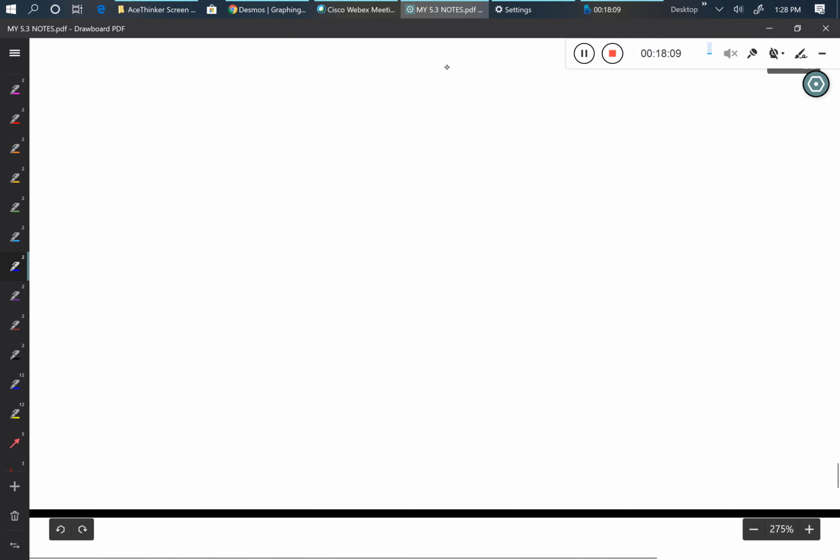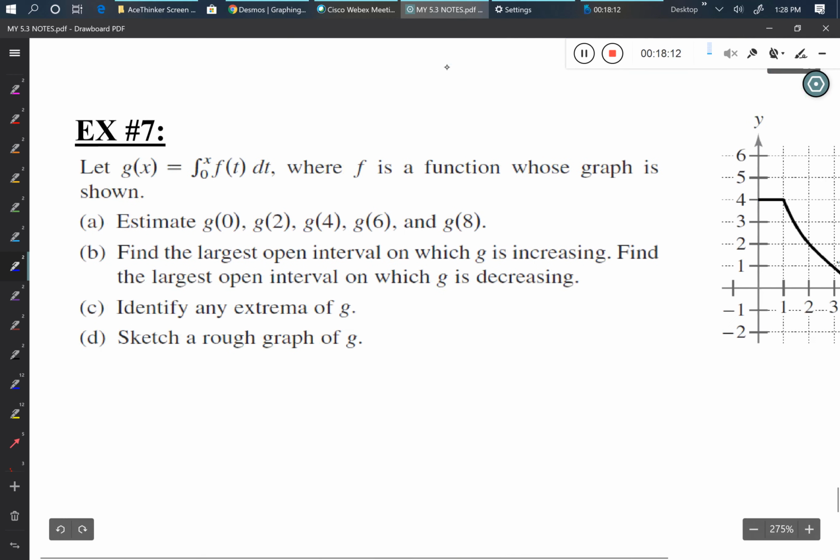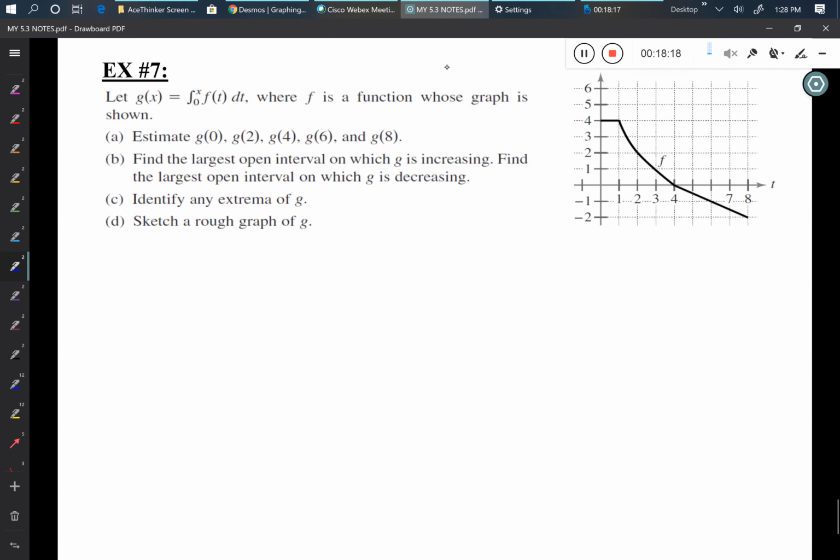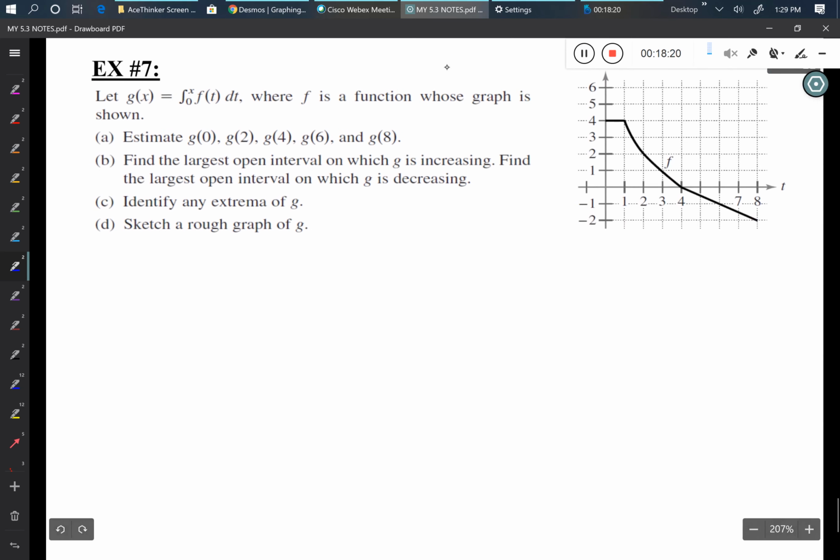Okay. I'm going to skip number 6 to come down here, take a look at number 7. And then that's the end of this section. Okay. So let g of x be the integral from 0 to x of f of t dt, where f is the function whose graph is shown at the right. Estimate g of 0, g of 2, g of 4, g of 6, and g of 8. Find the largest open interval upon which g is increasing. Find the largest interval where g is decreasing. Identify any extrema of g, maximums, and make a rough sketch of g.